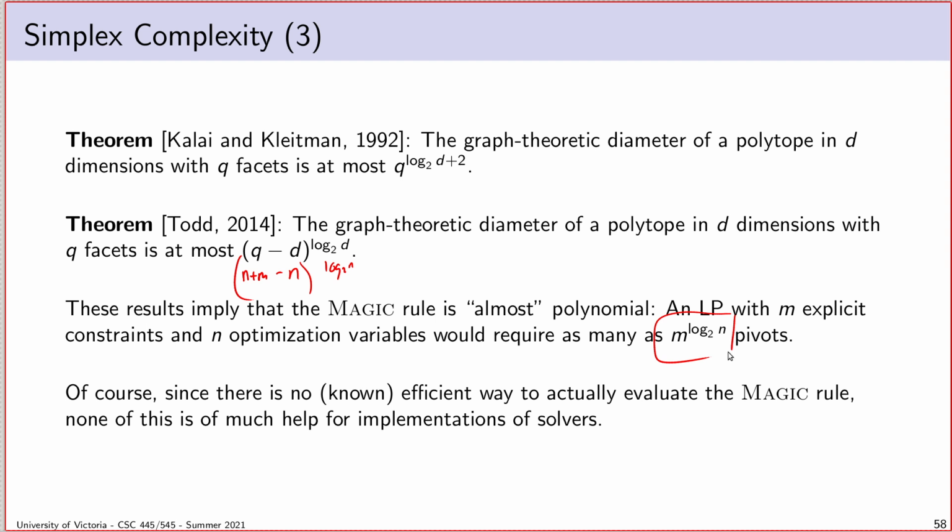Now, this is all sort of irrelevant because as far as implementing solvers go, there is no way to evaluate the magic rule. We have no way of actually getting the shortest path between two vertices, especially because I don't know how to ask for the shortest path between the start vertex and optimal vertex until I know where the optimal vertex is. So this is something that's very interesting theoretically, that's really important to study, but it doesn't have any direct implications on our ability to write a solver today.